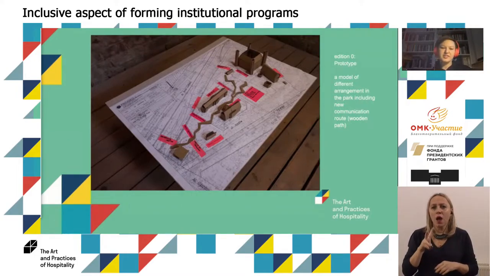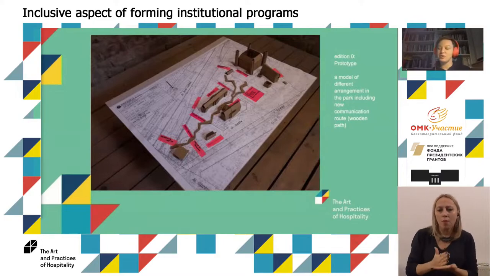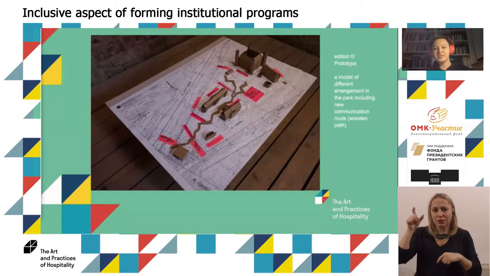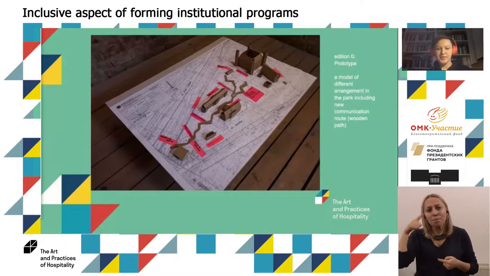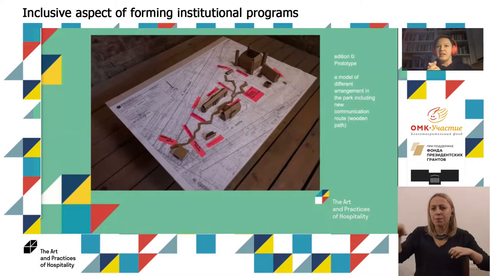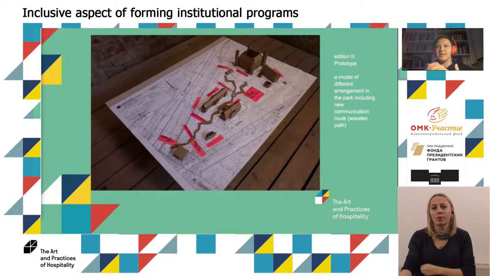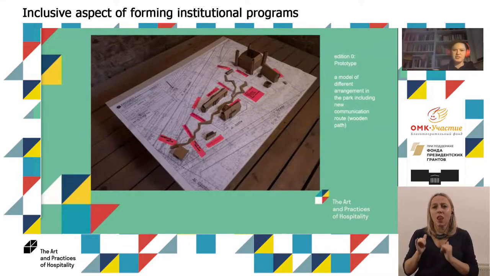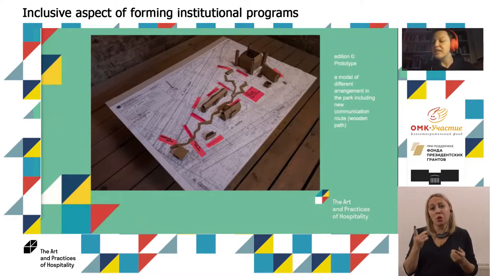Through the first year, we worked together with young artists and designers to find a different arrangement for the park. As I said, it's kind of a no place, because for many people living in the city it is seen only as a transit road. The fragment of greenery around the castle is not even noticeable. I mean, it's not visible.